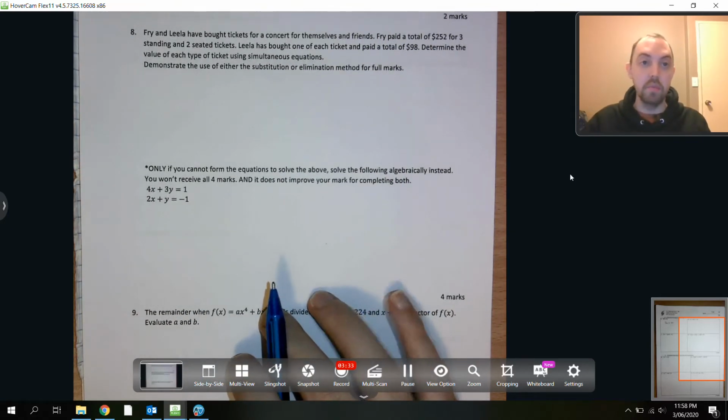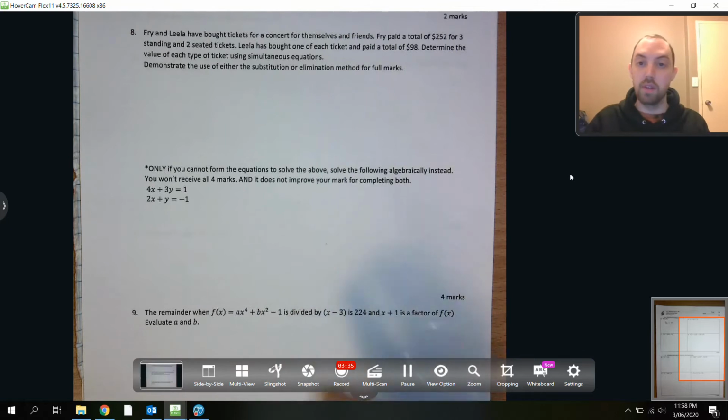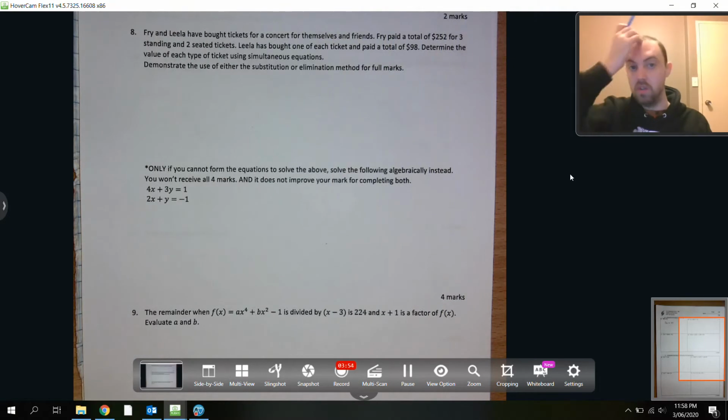Fry and Leela have bought tickets for a concert for themselves and friends. Fry paid a total of $252 for 3 standing and 2 seated tickets. Leela has bought 1 ticket of each and paid a total of $98. Determine the value of each type of ticket using simultaneous equations. Demonstrate the use of either substitution or elimination method for full marks.